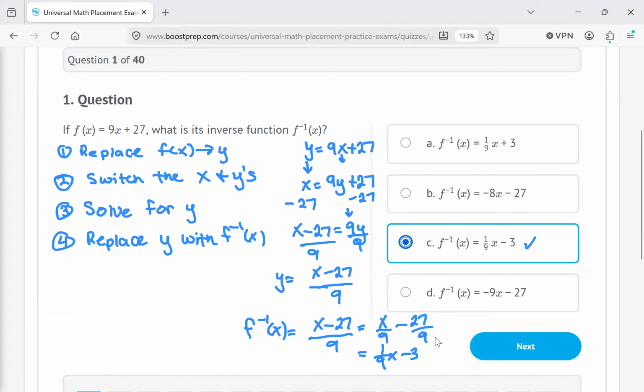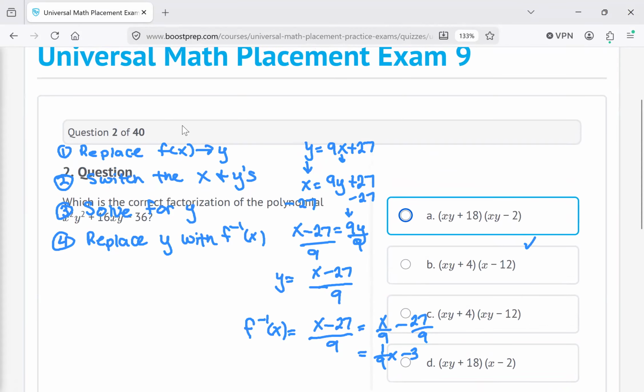So yeah, that's pretty much how you find inverses. So if you need to, watch that again, go and pause and rewatch the steps. I'm going to move on to the next question.